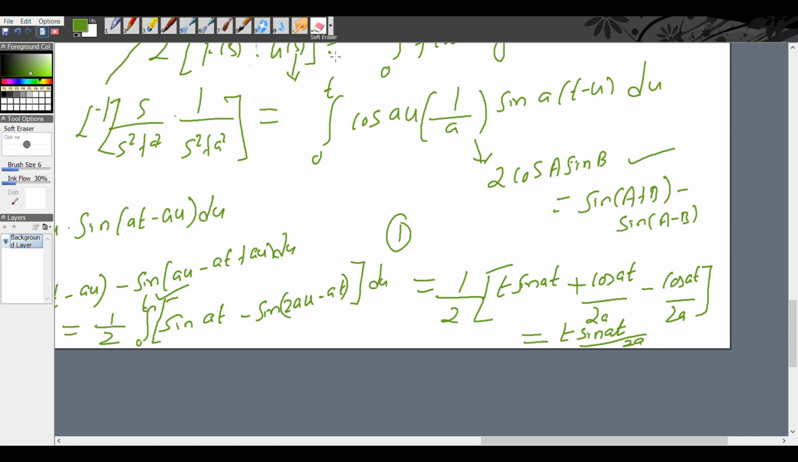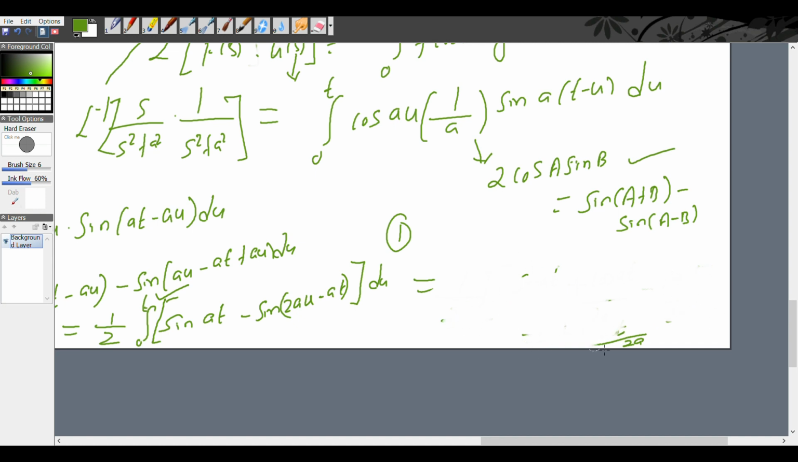Let me rub this. I hope you have written this one. I am rubbing this, okay? Unable to have the space actually. I am writing the answer. After application of the integration as well as applying the limits, I got this as the final answer: t into sin at divided by 2a. So this is the answer.